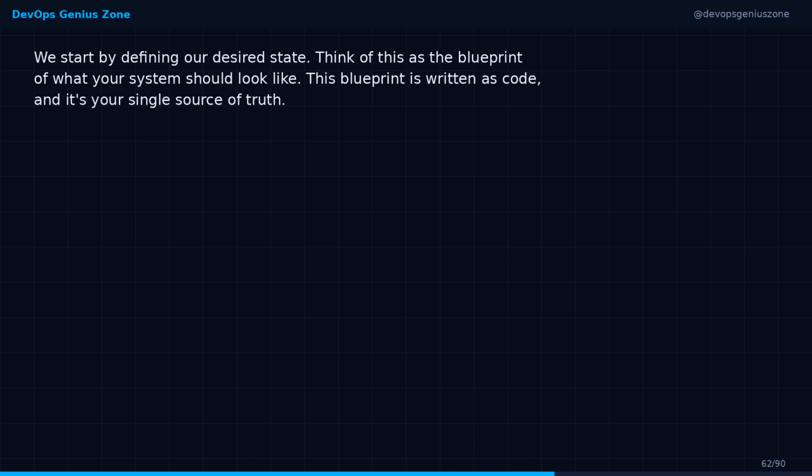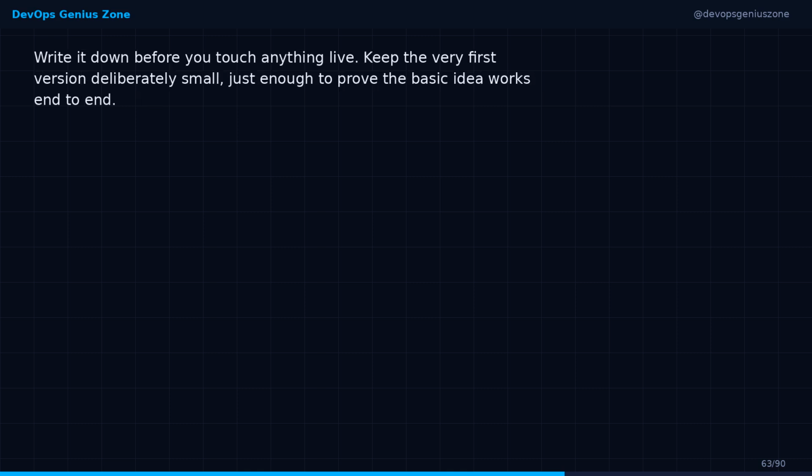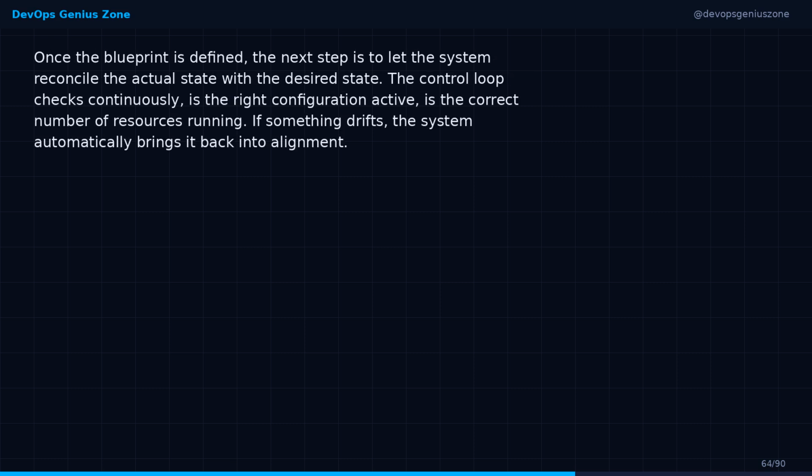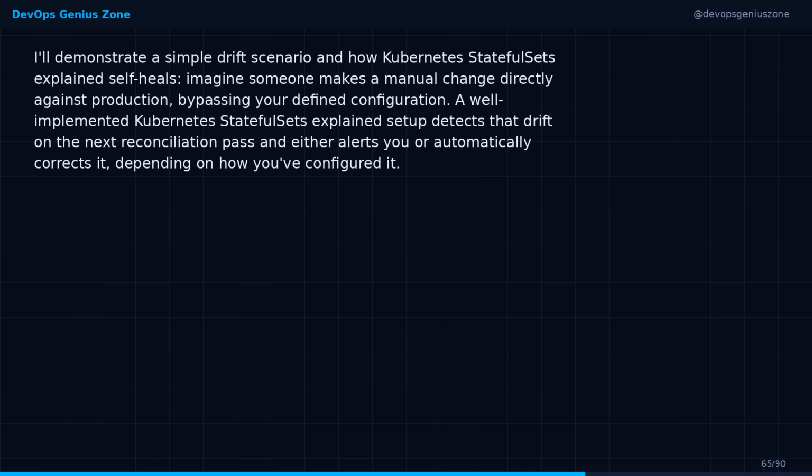Once the blueprint is defined, the next step is to let the system reconcile the actual state with the desired state. The control loop checks continuously: is the right configuration active, is the correct number of resources running. If something drifts, the system automatically brings it back into alignment. I'll demonstrate a simple drift scenario and how Kubernetes StatefulSets self-heals. Imagine someone makes a manual change directly against production, bypassing your defined configuration. A well-implemented Kubernetes StatefulSets setup detects the drift on the next reconciliation pass and either alerts you or automatically corrects it, depending on how you've configured it.